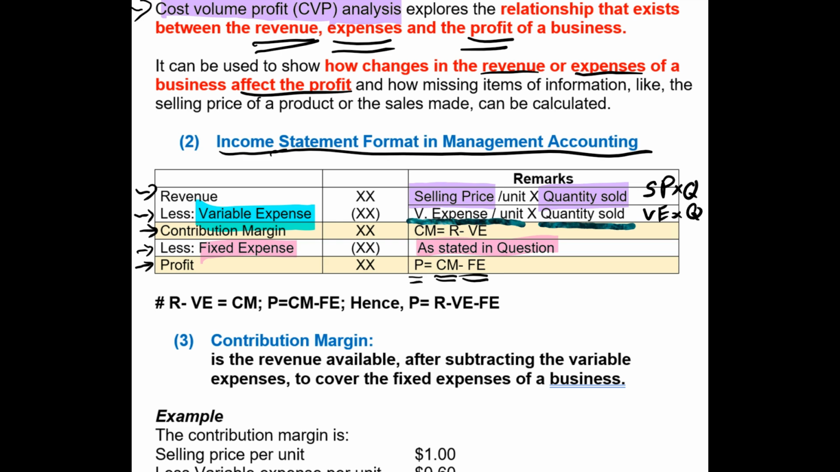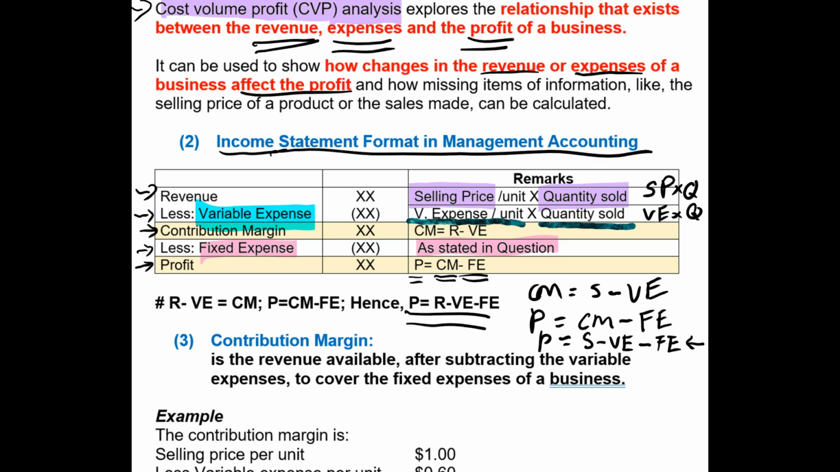So very simple. You know that contribution margin equals sales revenue minus variable expenses, and profit equals contribution margin minus fixed expenses. Hence, bringing this in, contribution margin equals sales minus variable expenses, and then you minus off your fixed expenses. So basically your profit equals sales minus variable expenses minus fixed expenses. If you rearrange the formula, you will get this. This is how you calculate your profit in management accounting.